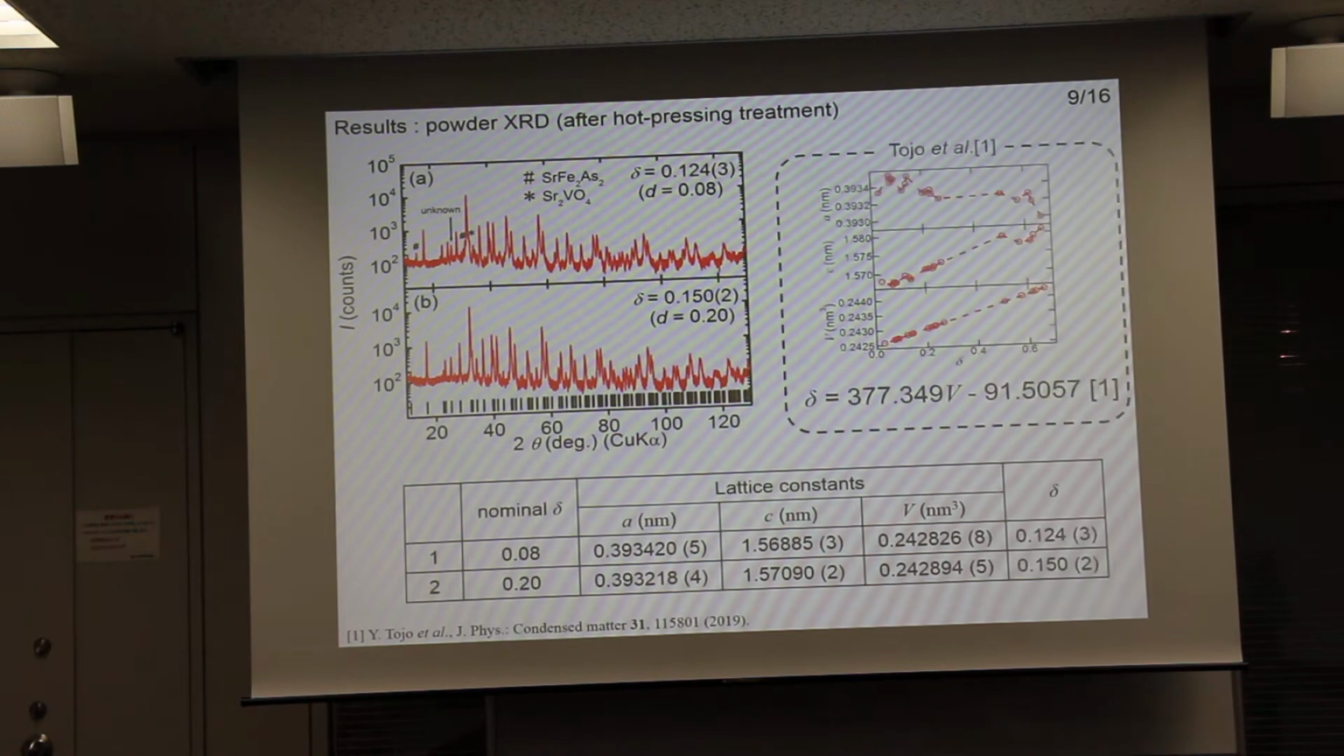How? This is a result of Tojo, who has reported the electronic and magnetic phase diagram. They reported the relationship between the lattice volume and oxygen deficiency delta. In this case, using this equation, I calculated delta from the lattice volume. Delta was determined as 0.124 and 0.150.